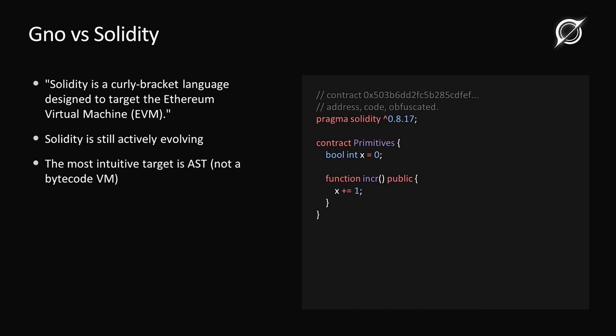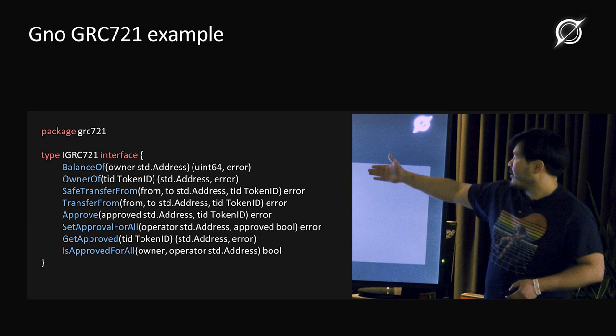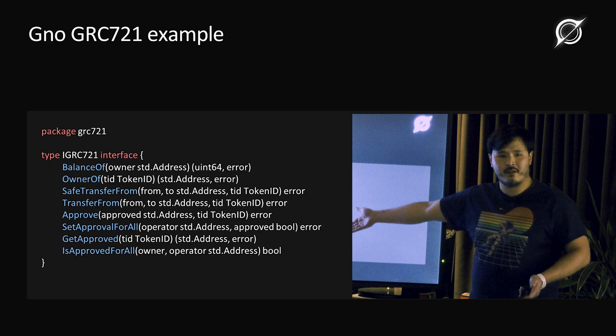Here's what something in Ethereum, ERC-721, I'm sure you're all familiar with. You can basically express the same thing in Go, right? And you've got the same constructs already in Go.